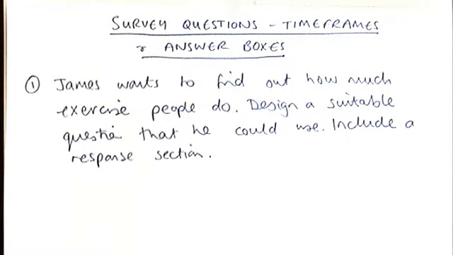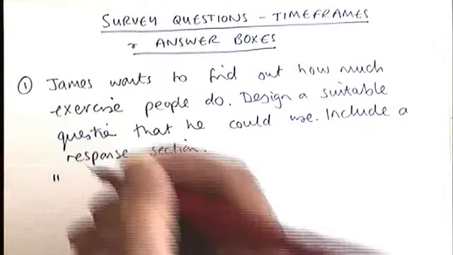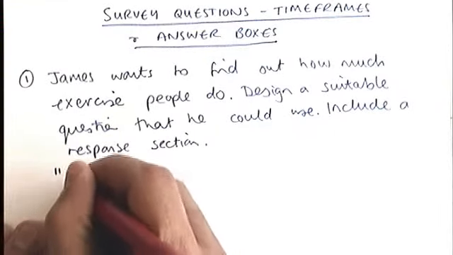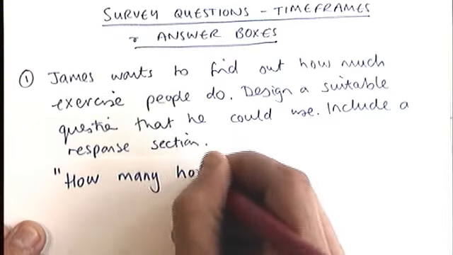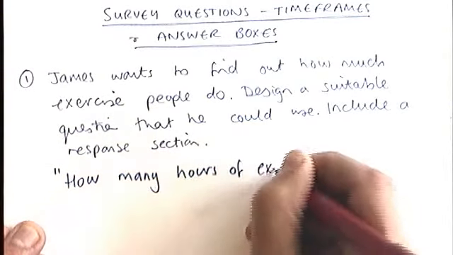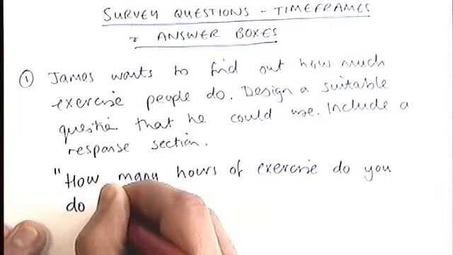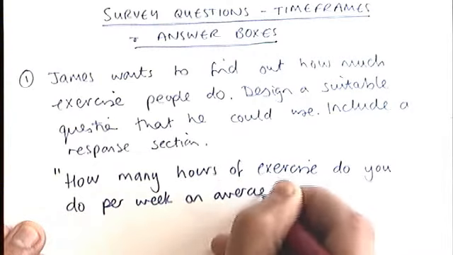The first one says, James wants to find out how much exercise people do, design a suitable question that he could use, include a response section. So when you design a question, it's really important, especially one like this, how much exercise people do, that you ask yourself over what period of time. So your question has to say something like, how many hours of exercise do you do per week on average?